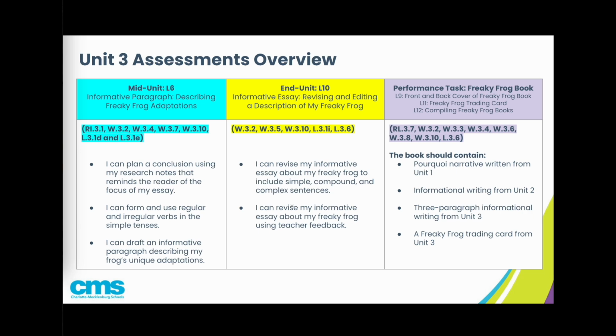In Unit 3, students draft and revise their Freaky Frog books to prepare for their performance tasks. For the mid-unit assessment, students draft a proof paragraph that will be included in their informational text. As their end-of-unit assessment, students revise and finalize their informational essays using their teacher feedback. Each Unit 3 assessment also includes a multiple choice assessment that is optional.